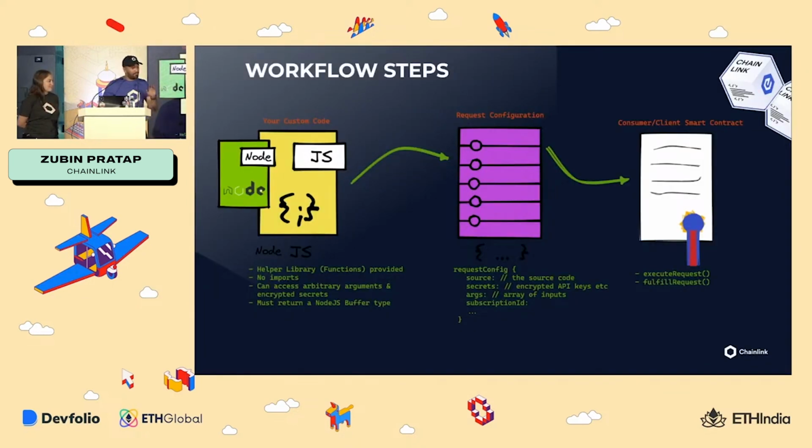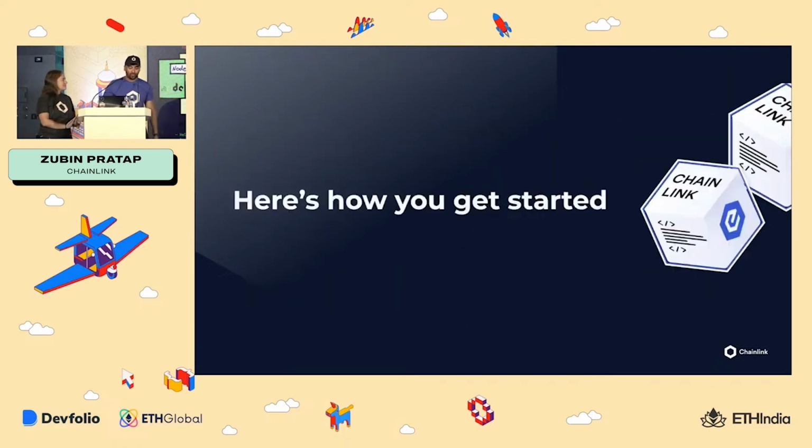Your workflow broadly is three steps. Write some custom JavaScript, write your Chainlink consumer contract, right? Your functions consumer contract, into which your JavaScript, your API keys in encrypted form, all of that will go. Your smart contract will then contact the oracle network, and the decentralized execution will trigger, and you get your result back in the consumer smart contract that you control, right?